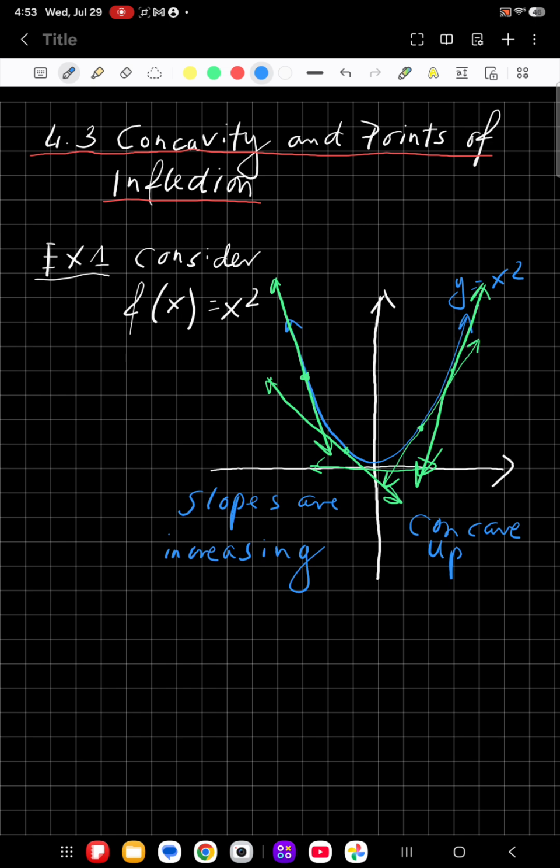Another comment is that for any tangent line, let's write it in a different color. When you look at the curve and you see all those green tangent lines, the curve is above any tangent line that I can draw. So let's make that comment: curve above any tangent line.